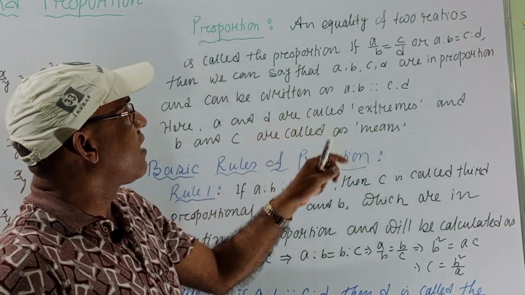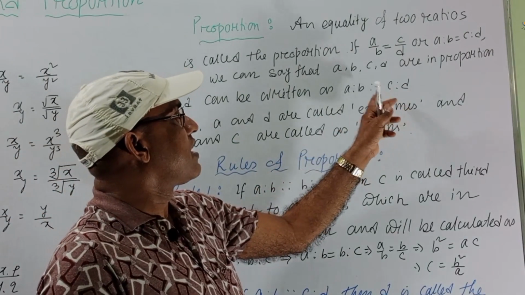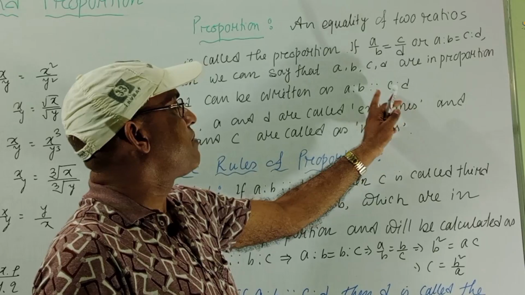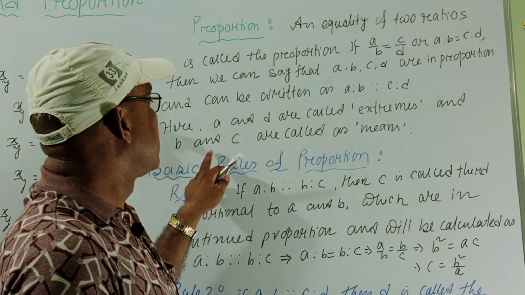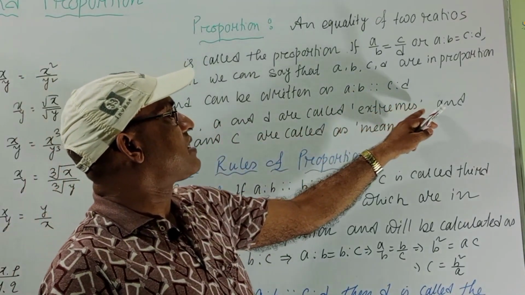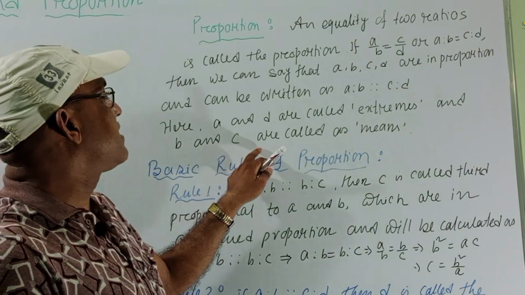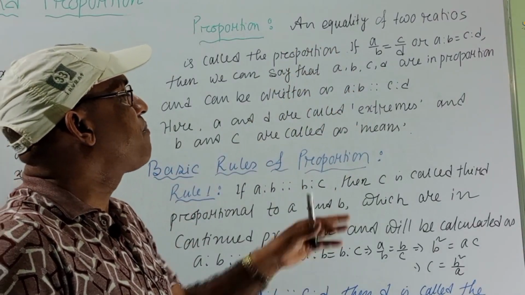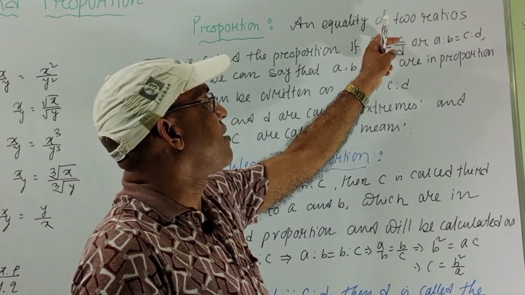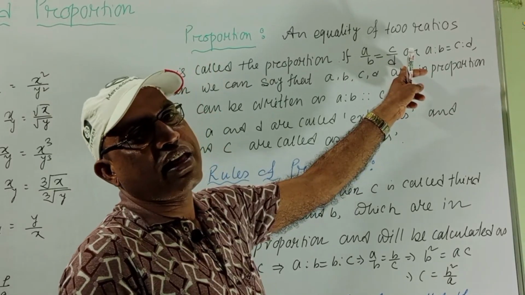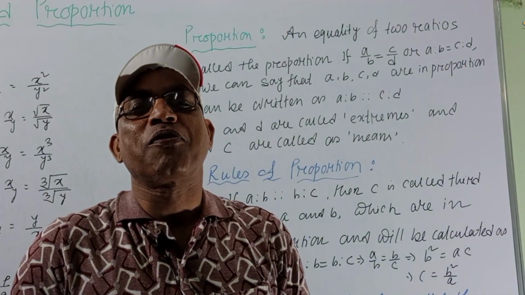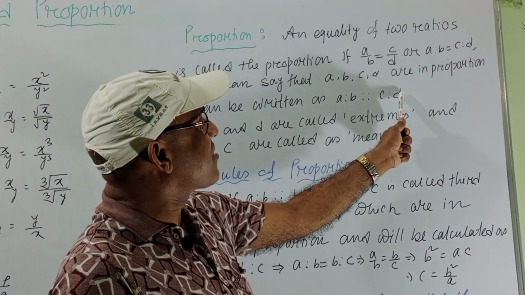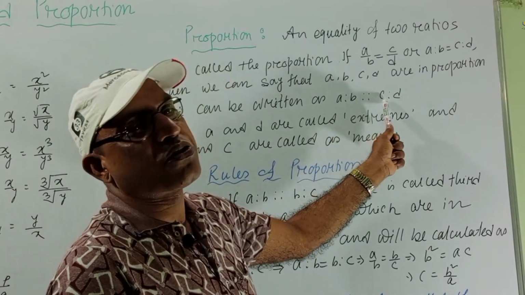Here a and d, the first and last, are called extremes, and the middle two, b and c, are called means. This is our proportion. If we have numbers in the condition a by b equals c by d, then a, b, c, d are in proportion, and the first and last are called extremes, the middle two are called means.